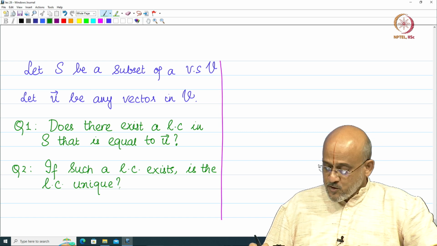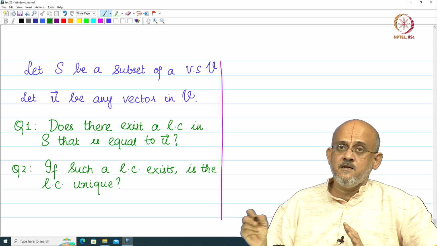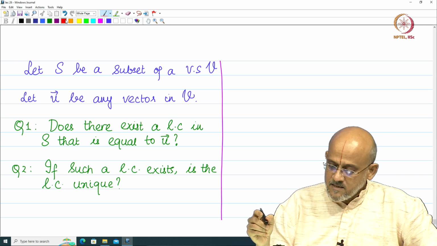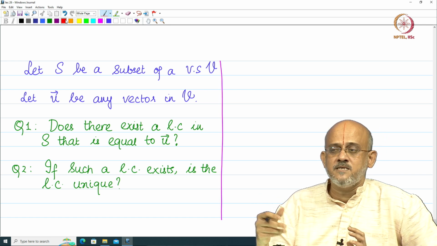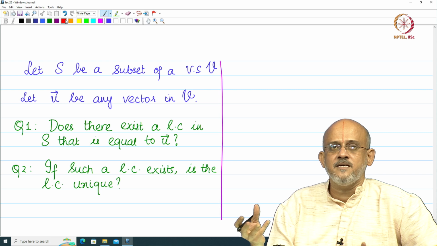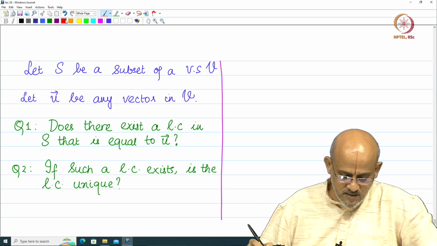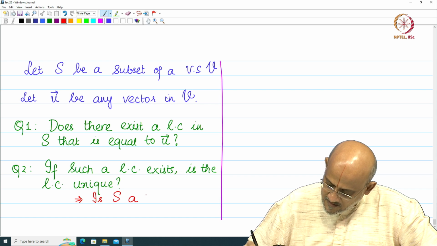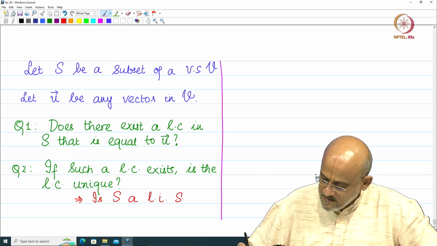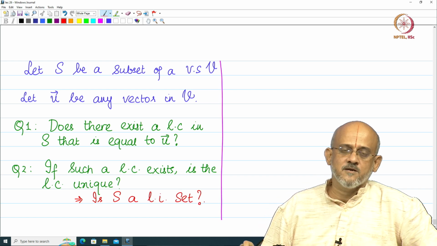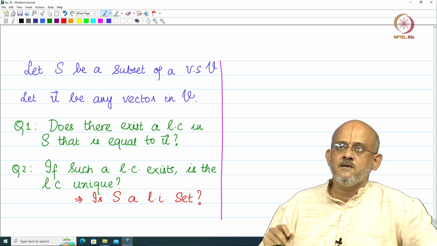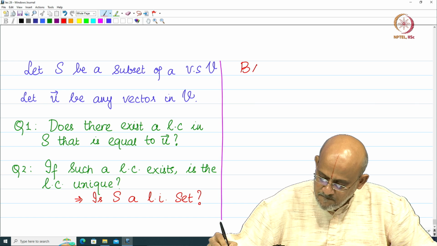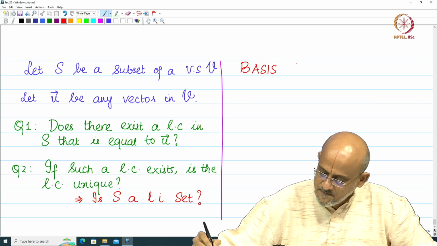Now this question of the linear combination being unique or not is directly looking at the set of vectors S, and it is the same as asking, is the set of vectors in S linearly independent. So in other words, is S a linearly independent set? That is the question that we have. In order to answer this, we look at a very important definition, which is called a basis for a vector space.